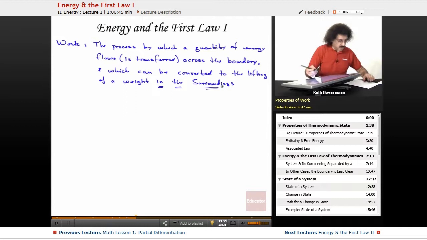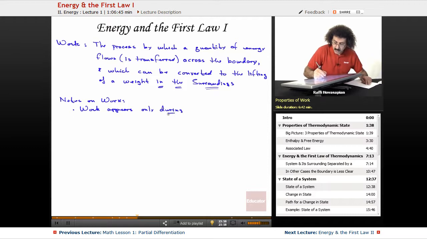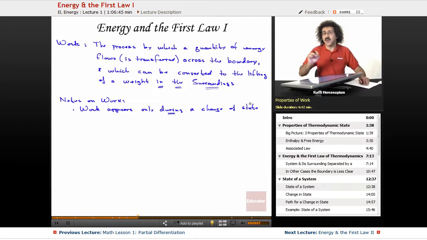Okay, some notes on work. Things to definitely keep in mind. Number one: work appears only during a change of state. In other words, if there's a change of state, some kind of energy has flowed. If work shows up, that means the final state is not the same as the initial state of system or surroundings. So work appears only during a change of state.